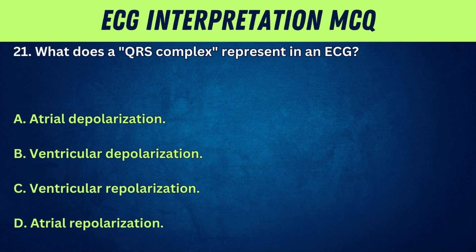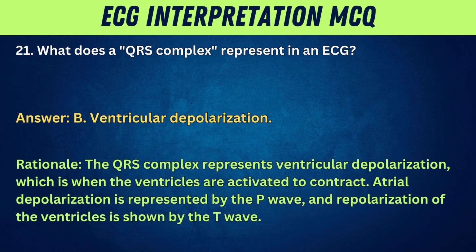21. What does a QRS complex represent in an ECG? A. Atrial depolarization. B. Ventricular depolarization. C. Ventricular repolarization. D. Atrial repolarization. Answer: B. Ventricular depolarization. Rationale: the QRS complex represents ventricular depolarization, which is when the ventricles are activated to contract. Atrial depolarization is represented by the P wave, and repolarization of the ventricles is shown by the T wave.